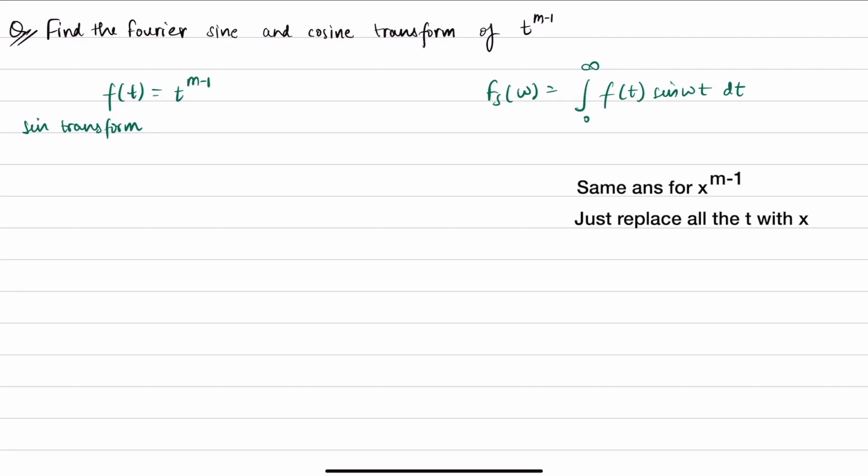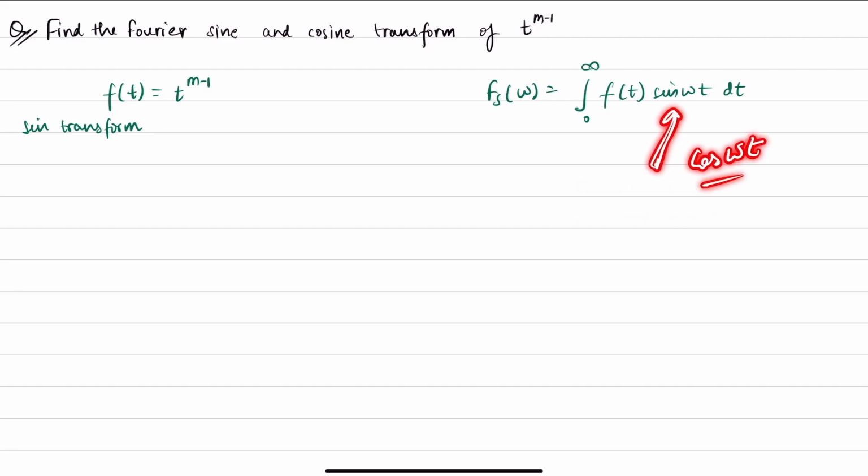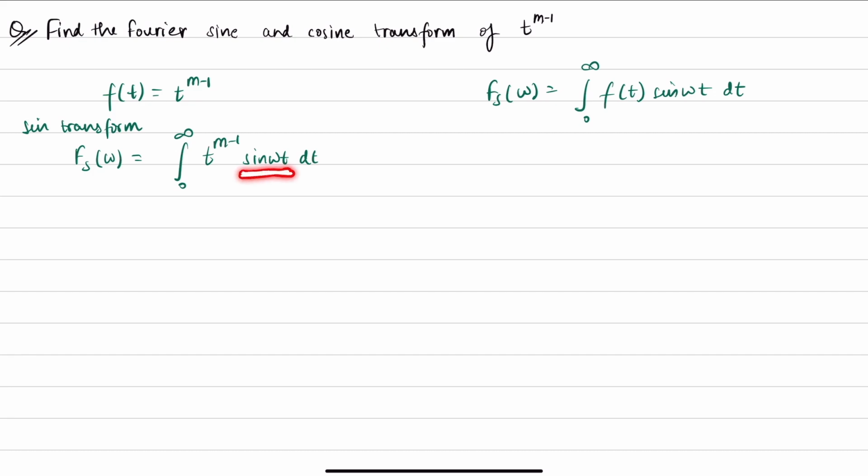For the cosine transform, you just have to replace this sin(ωt) with cos(ωt), which will be in the second part. So let us substitute f(t) in the formula: integral from 0 to infinity of t^(m-1) sin(ωt) dt. Now to solve this integral, we will change sin(ωt) in terms of e power. Sin(ωt) equals (e^(iωt) - e^(-iωt)) divided by 2i.